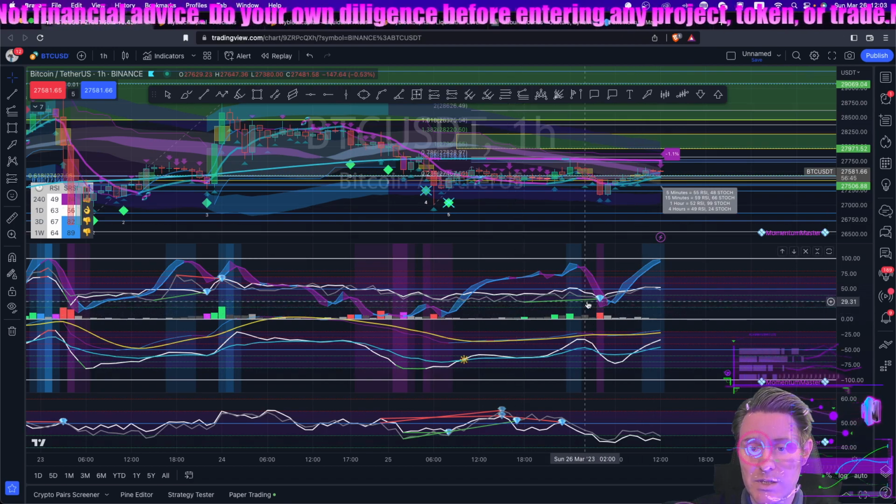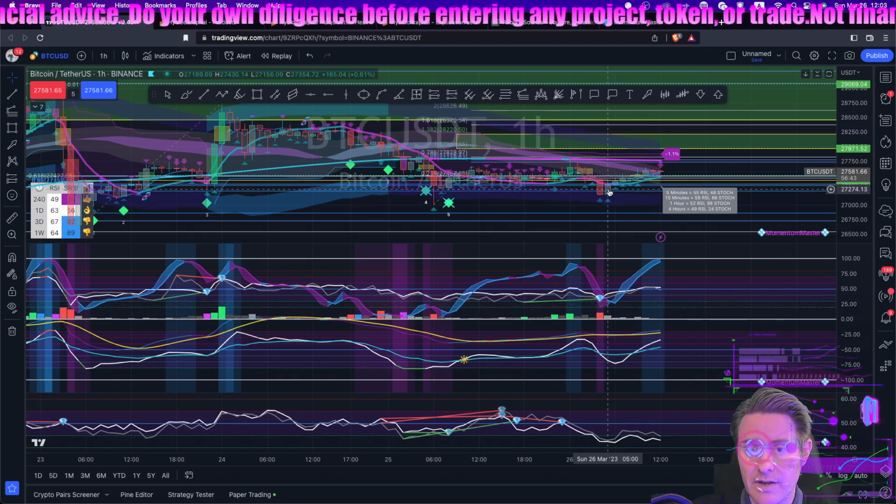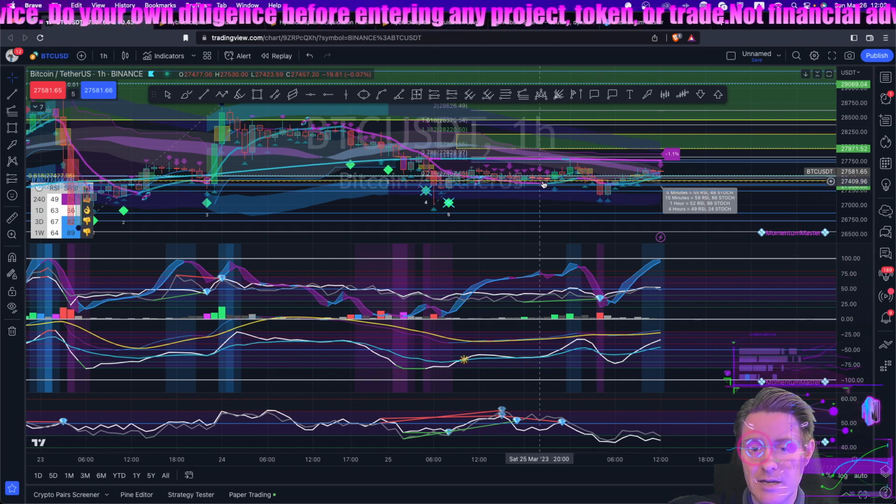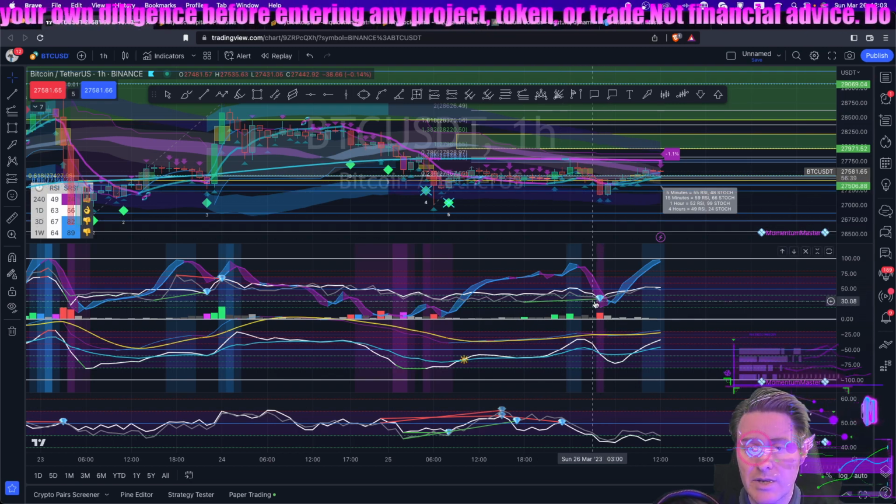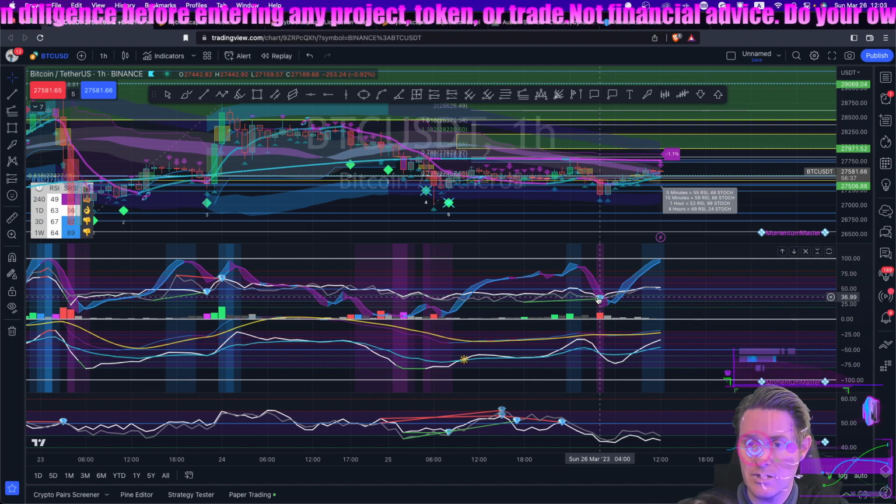So we had previous bullish divergence down here at 5 o'clock in the morning, my time, as we did the liquidity grab. We have bullish divergence on the money flow, which started to play out.